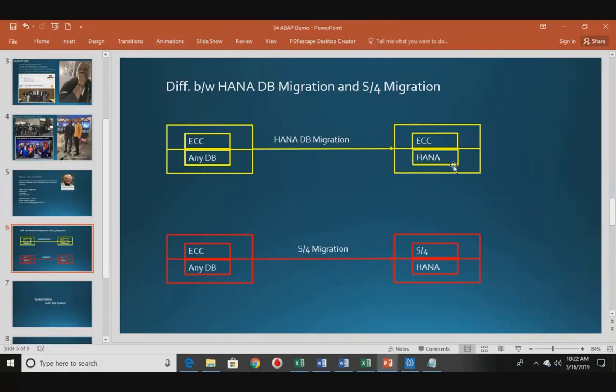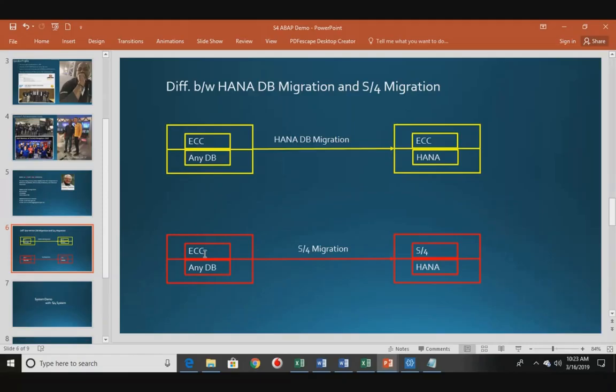And next is going to be S4 migration. Basically, what is S4? It's an application, a newer version of ECC. ECC is a ready-made application. Ready-made application means a lot of programs have been written to perform the complete business. Those programs were rewritten with respect to S4.